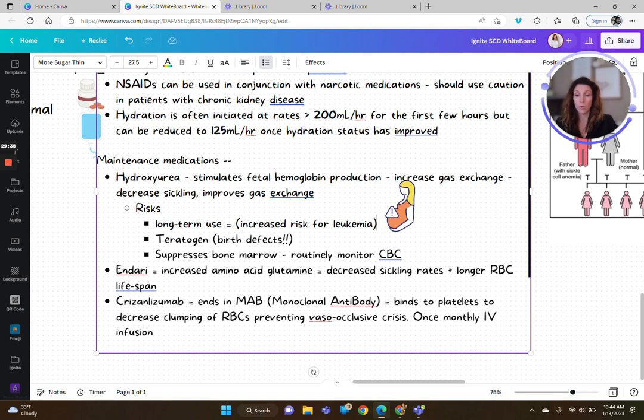This also suppresses the bone marrow, and our bone marrow produces our blood cells. So we need to routinely keep an eye on a CBC for these patients because we don't want too much suppression of their blood cell lines: white blood cells, red blood cells, platelets.